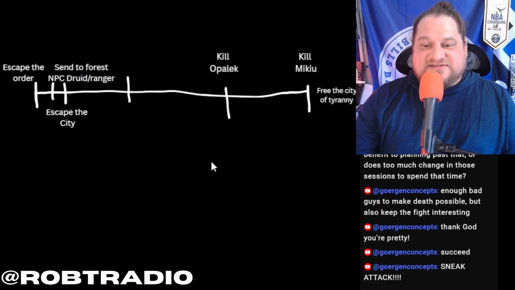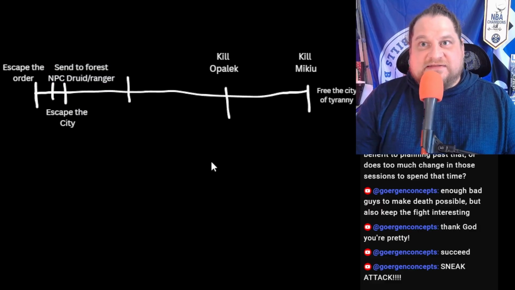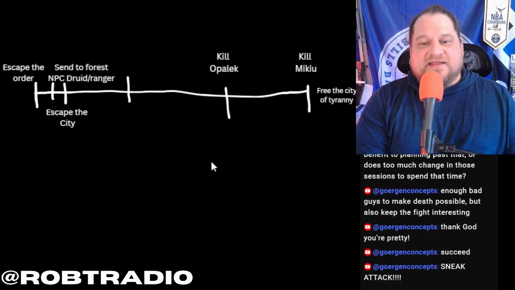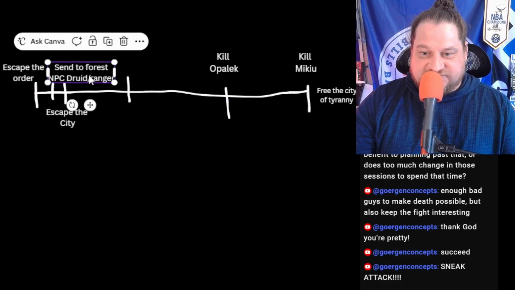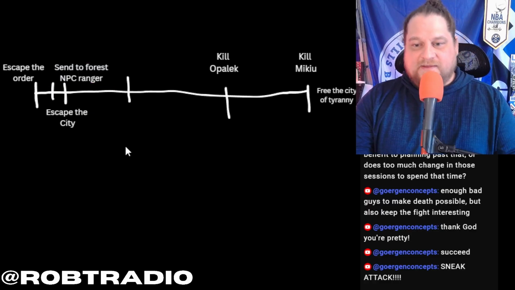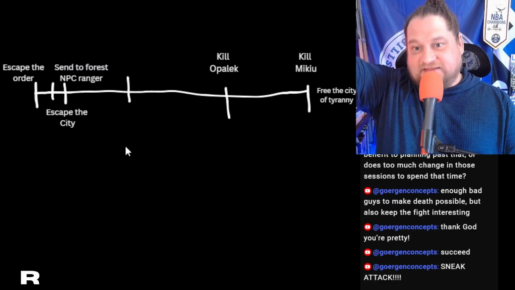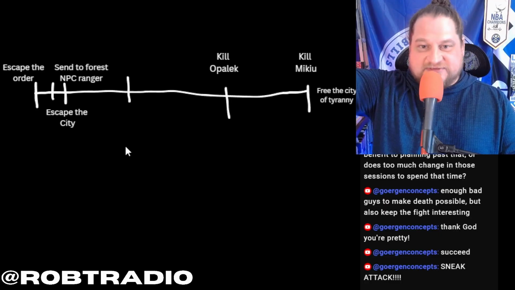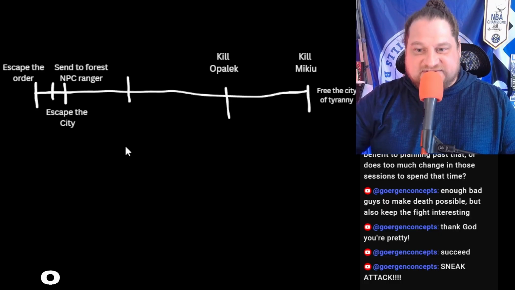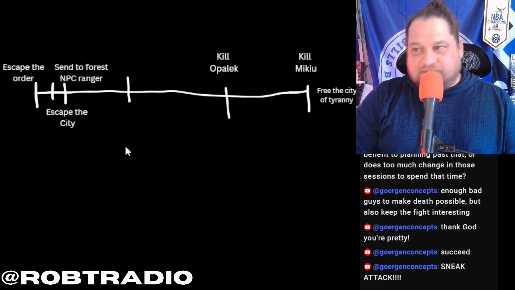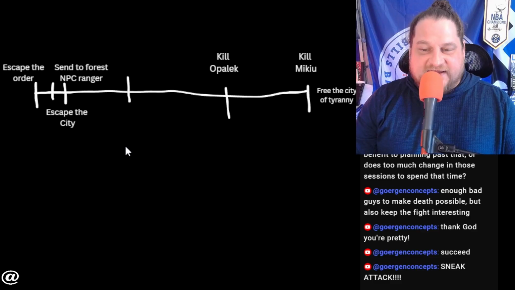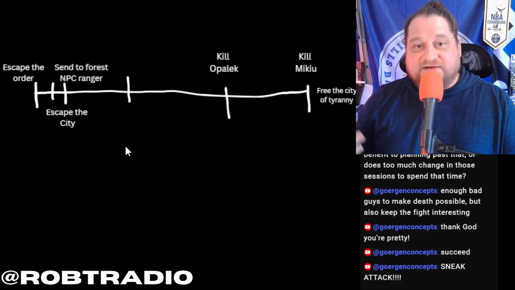Maybe we have an NPC out there who left the city a while back because they saw what was happening. And so a ranger makes more sense than a druid. So let's just make it a ranger. Right? And so the ranger's been living in the forest, sees them escape the gate, kind of sneaks up on them, Aragorn style, and is like, come with me, I'll get you food. We'll hide you. We'll make sure they can't come find you.